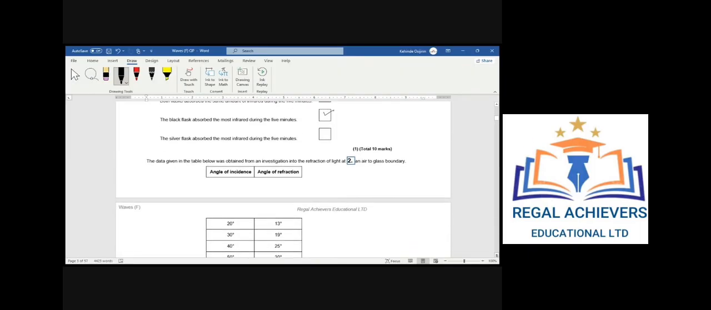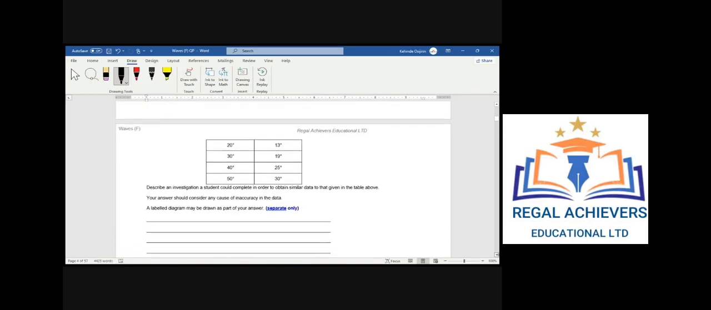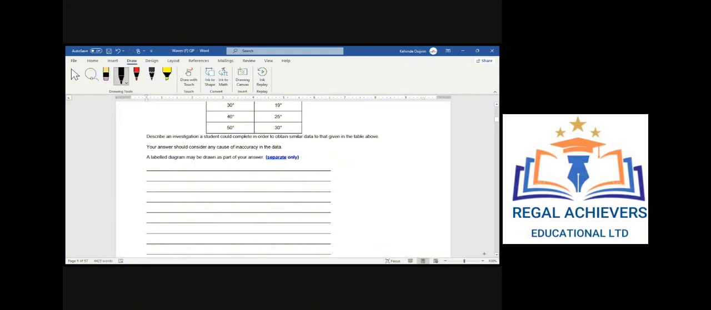Then the next one says, the data given in the table below was obtained from an investigation into the refraction of light. We can see the angle of incidence and the angle of refraction. Describe an investigation a student could complete in order to obtain similar data to that given in the table above. Your answer should consider any cause of inaccuracy in the data, and a labelled diagram may be drawn as part of your answer.